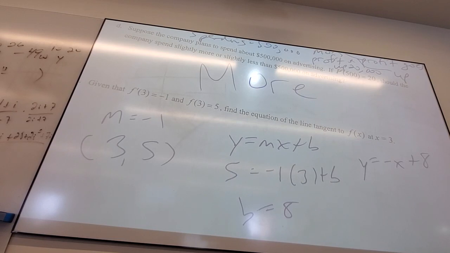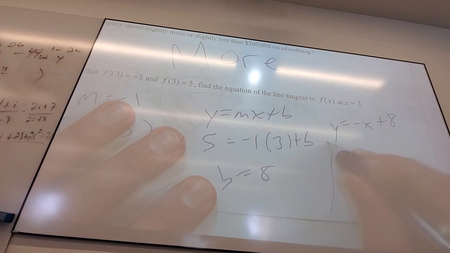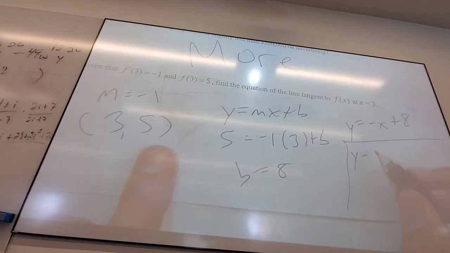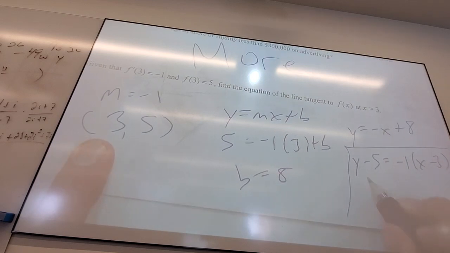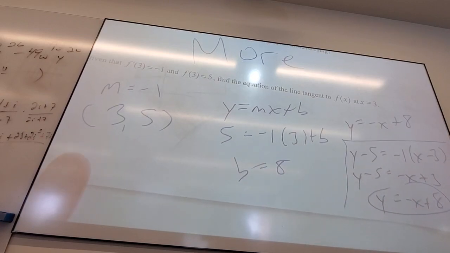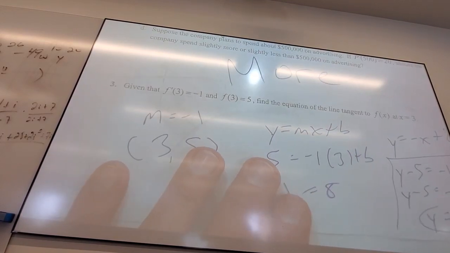Would you mind doing the second one? Let's find out. Y minus what? 5. The y piece, good, equals m times x minus the x piece. Y minus 5 equals negative x plus 3, add 5, and I still get negative x plus 8. Is that all right? The prime makes way more sense now to me. It's just like, sweet, oh, that's all it means.